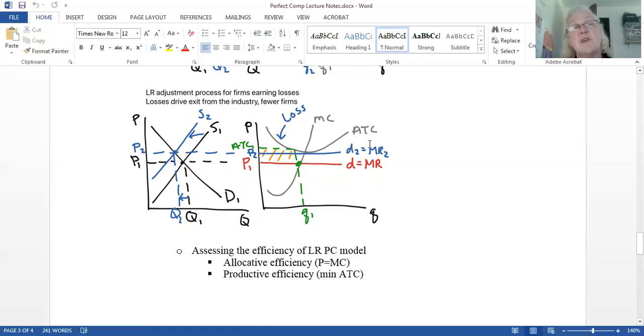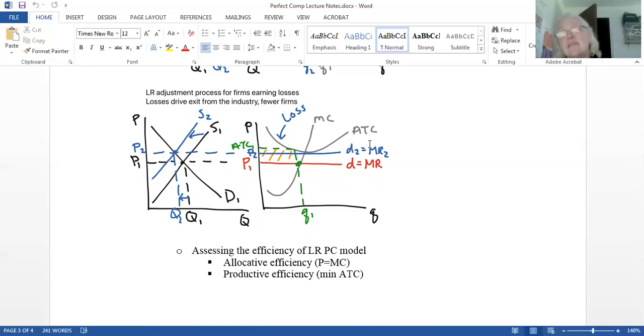All the losses are gone. All the firms in this industry are now earning zero economic profit. That's the only possible outcome in the long run for perfectly competitive firms, okay? And there you go. So the story works on both sides. So at the end of the day, all firms in the long run will be making zero economic profit.